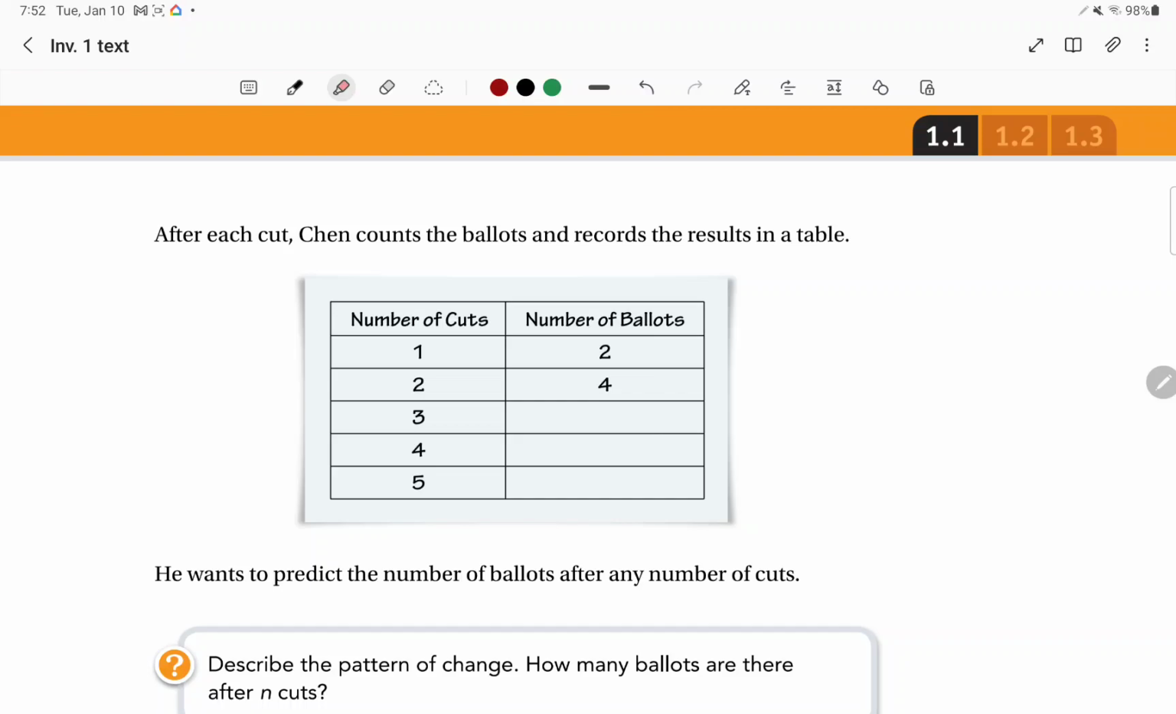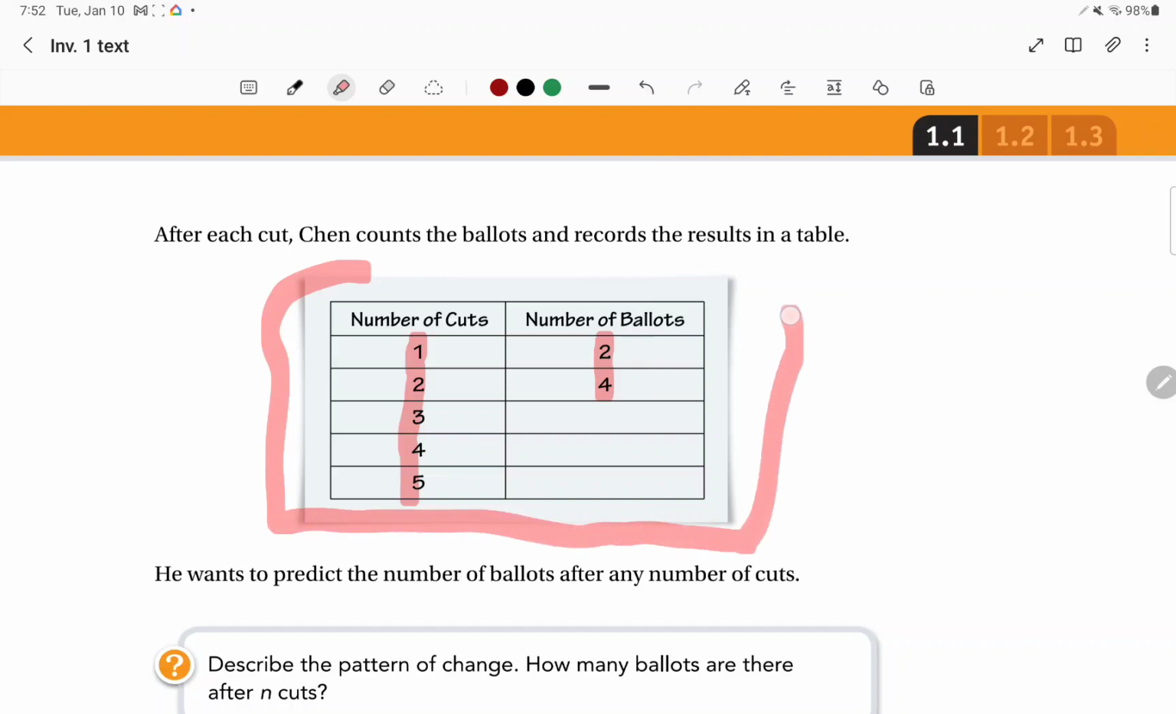So here's a simple table to help us understand the number of cuts and then how many ballots he would have after that many number of cuts. Go ahead and copy this in your notes under 1.1 and then come back to the video.